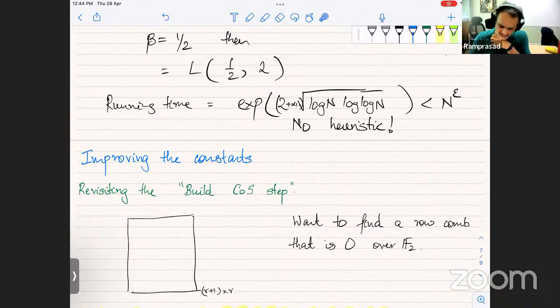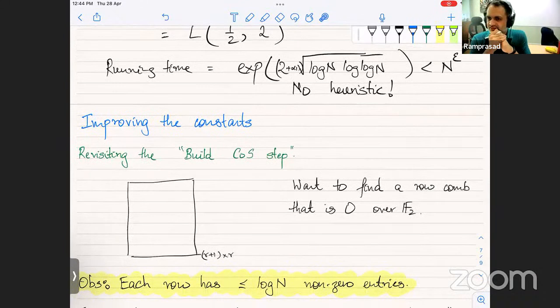Here is one observation, which is that each row has at most log n non-zero entries. Because what does a row correspond to? It's the different prime numbers that divide the corresponding yi with an odd exponent. How many different prime factors can a number have? This is a number between 1 and n, so it can have at most log n distinct prime factors. So even though this matrix has r columns, and r is something like L to the 1/2, every row actually has very few non-zero entries. There are only about log n non-zero entries in each row.